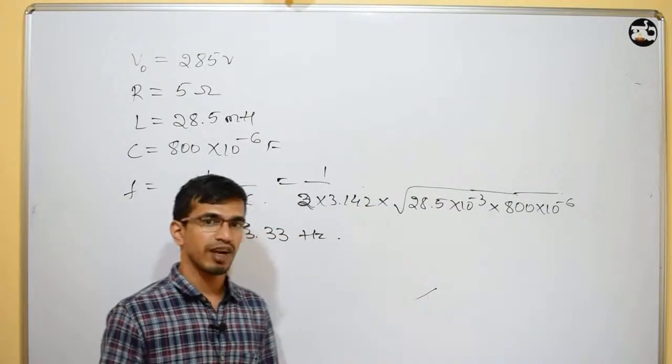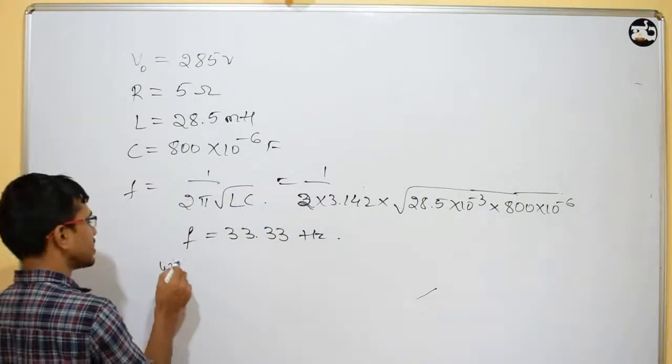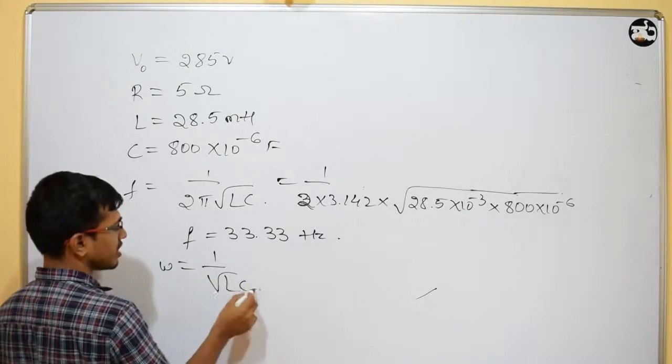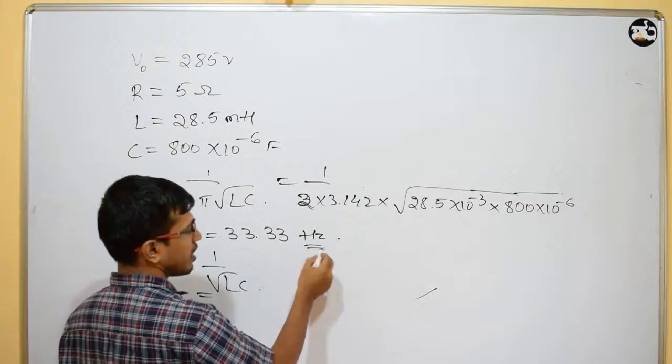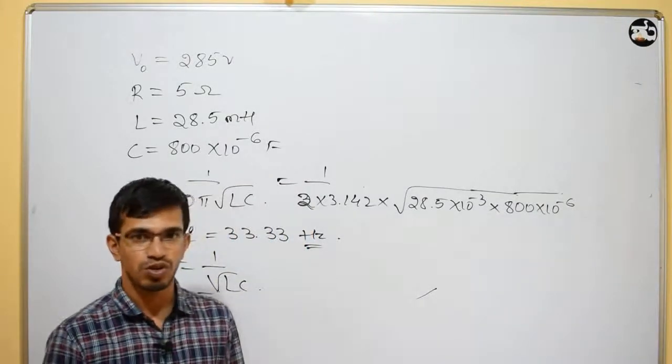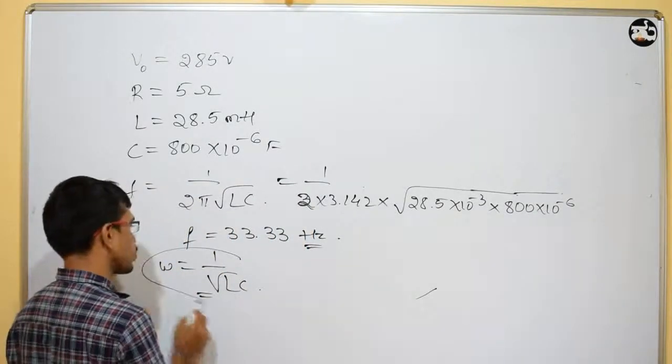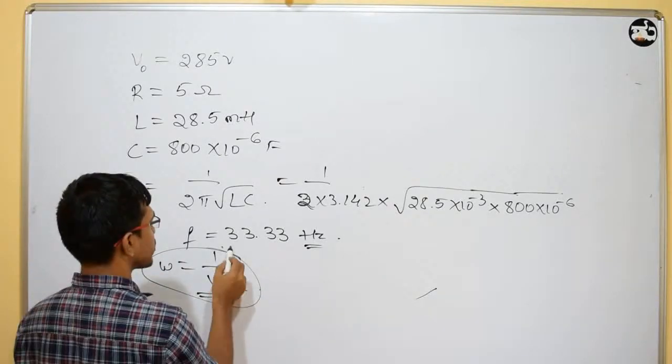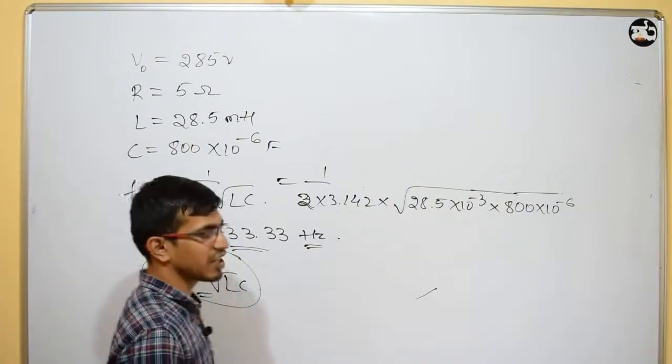It is also fine if you calculate omega, because we know that omega is equal to 1 divided by root LC. The unit then changes to radians per second. You can also solve this using omega, no worries. Now we got the resonant frequency as 33.33 hertz.